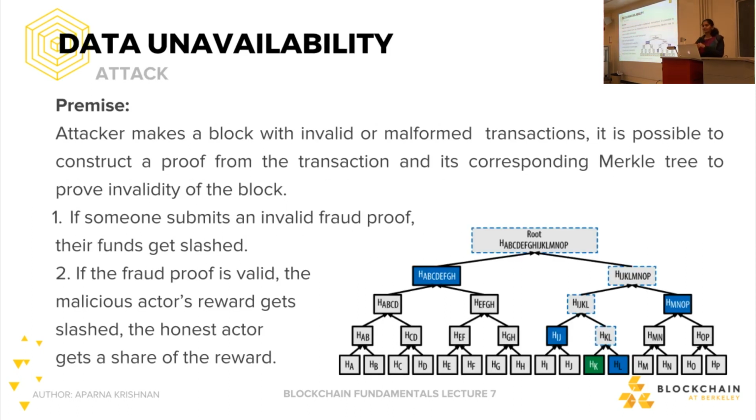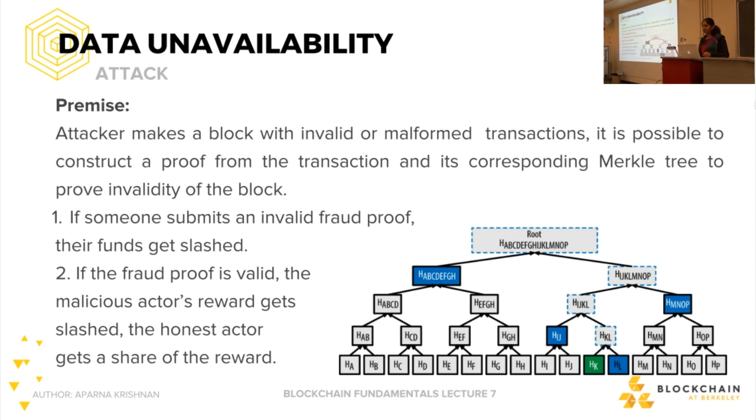Okay, so this brings us to our last attack, which is called data unavailability. So the premise here is you have an attacker who creates a block with some transactions, but maybe one of the transactions is invalid, or maybe it's just malformed. The idea here is anyone on the whole Bitcoin or blockchain network should be able to look at the block and download all the transactions and say if the Merkle root is valid or not. And if these transactions are invalid, they should be able to call out this malicious attacker on his block.